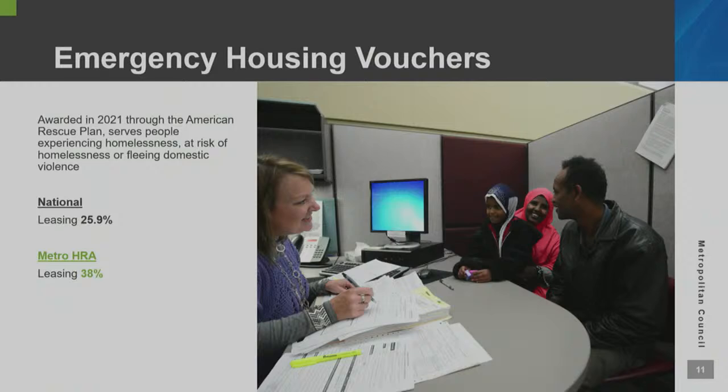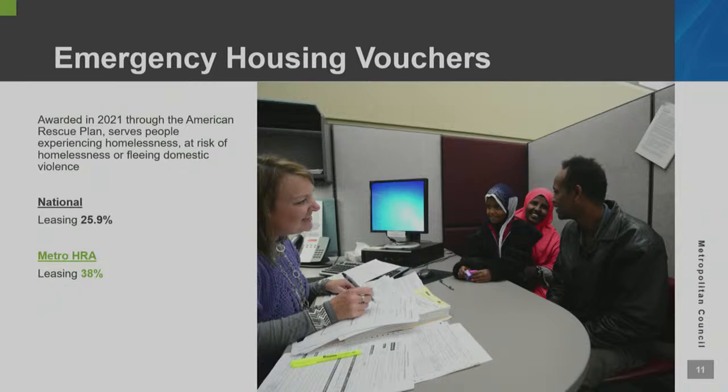And then we got this influx of emergency housing vouchers that I talked a little bit about. These were awarded in 2021 through the American Rescue Plan. They serve people experiencing homelessness, at risk of homelessness. There's an additional category for these for people that are fleeing domestic violence. And so we have partnerships for these 218 vouchers with Anoka County, Carver County, Ramsey, and Hennepin. And so we have memorandums of understanding.